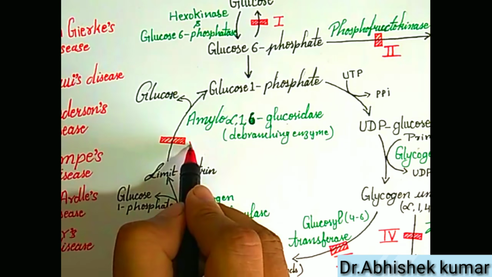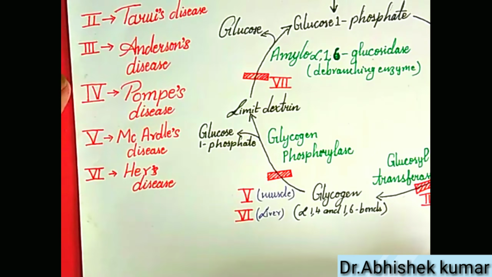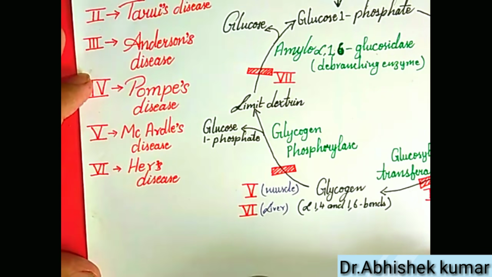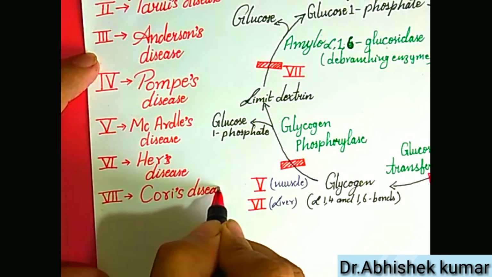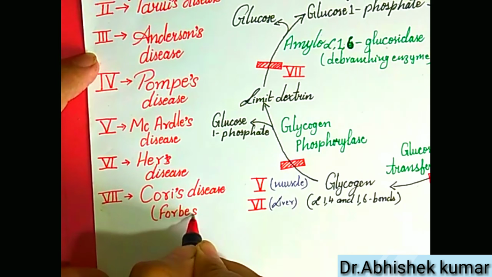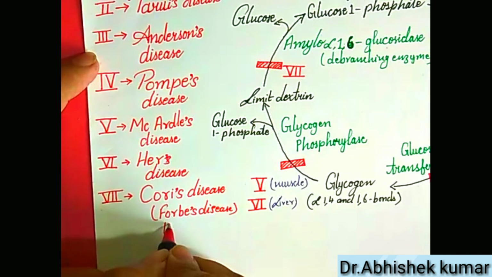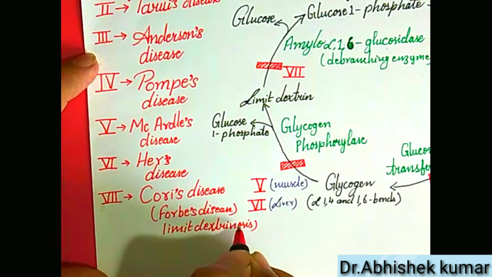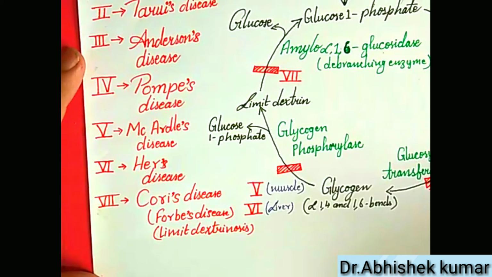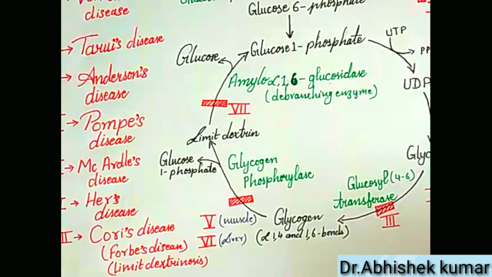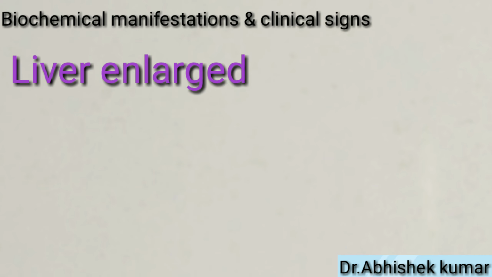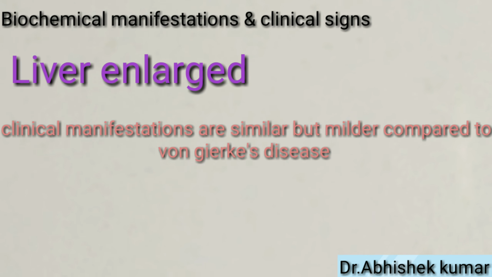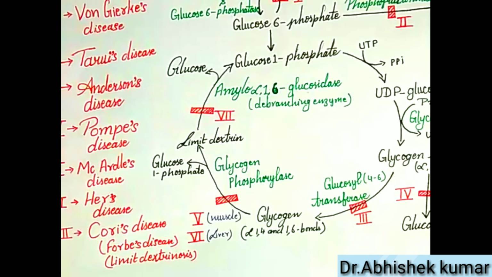Deficiency of amylo alpha 1,6 glucosidase will lead to the seventh disease, which is known as Cori's disease. It is also known as Forbes disease and limit dextrinosis. Clinical signs include enlarged liver, and the clinical manifestations are similar but milder compared to Von Gierke's disease.